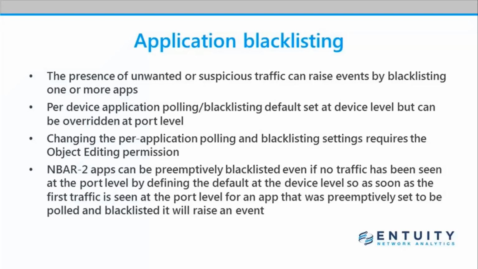One particular point I will raise: I mentioned that you've got over 1,000 different application types on NBAR 2. Because it's not populating the list of statistics for those that it isn't observing, at the port level we're only going to be showing you statistics relating to the applications that are being observed. Now, if you wanted to blacklist an application that isn't currently being observed, at the port level you're not going to be able to do that because it isn't in the list. You can't select it to turn on the blacklisting.